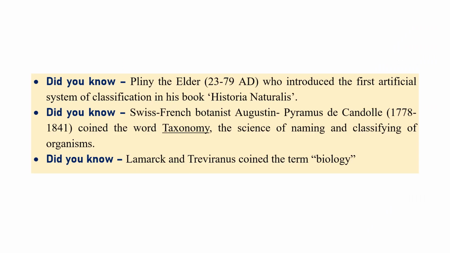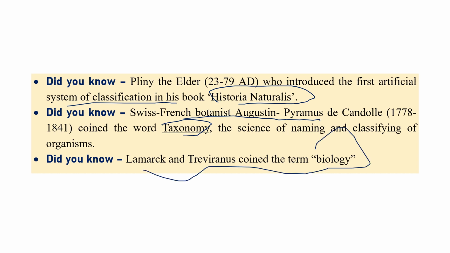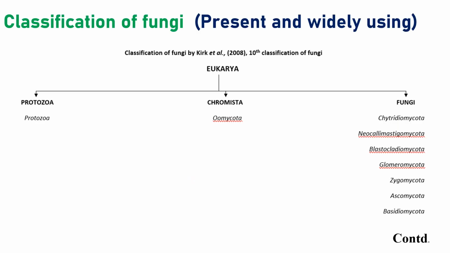Pliny the Elder introduced the first artificial system of classification in his book Historia Naturalis, a very old book, almost 2000 years old. The Swiss botanist Augustin de Candolle coined the term taxonomy, the science of naming and classification of organisms. Lamarck and Treviranus coined the term biology. These are just some general inputs.